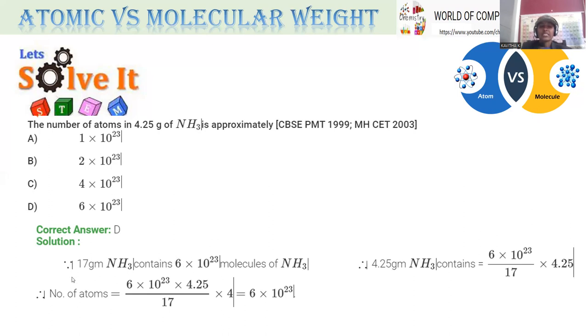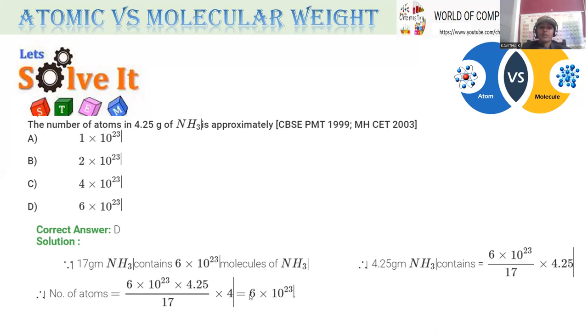mole concept it is. 17 grams of ammonia contains one mole of ammonia, that is Avogadro number of molecules of ammonia. But within the problem, 4.25 grams of ammonia is given. That's why, for this, how much it will be? Cross multiplication, you will get 6 into 10 to the power 23 by 17 into 4.25, right? 4.25 into 6 into 10 to the power 23 by 17. Cross multiplication, simple.